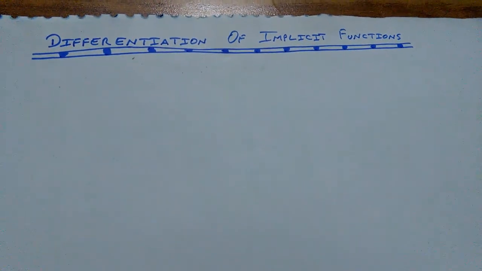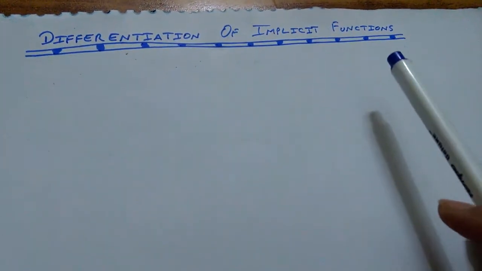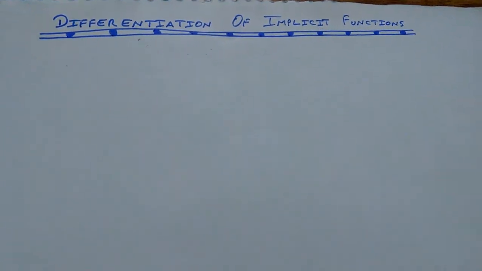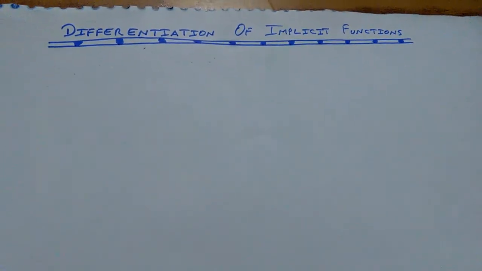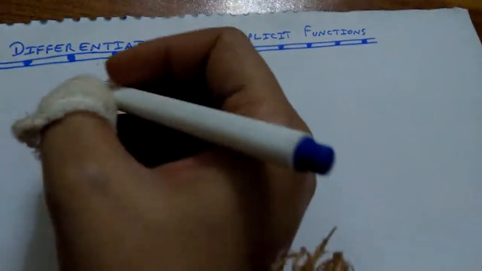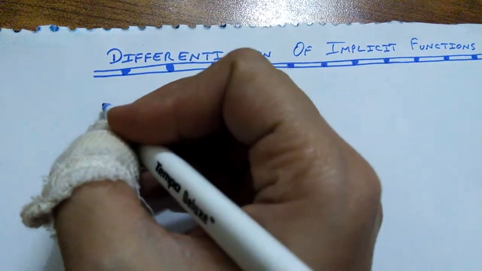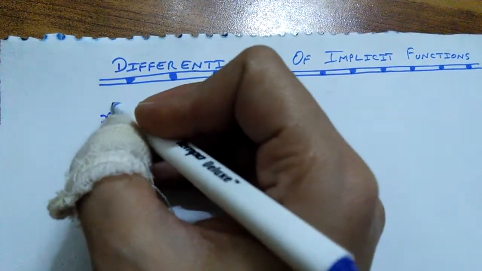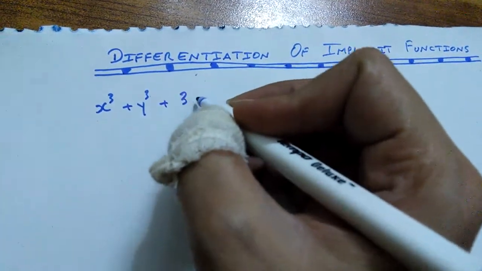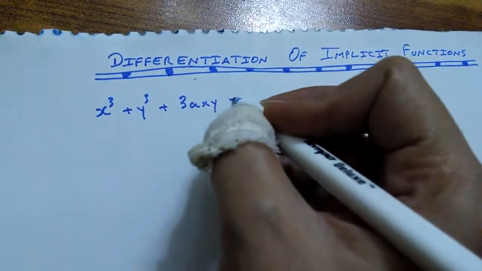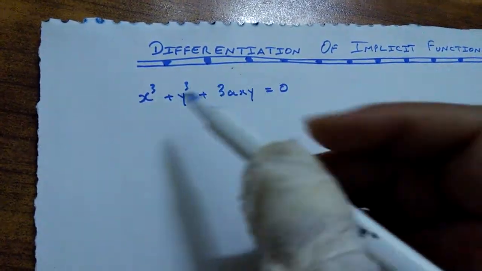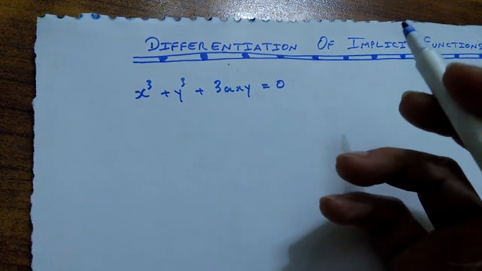And in today's video, we are going to discuss how to differentiate an implicit function. So, what exactly is an implicit function? If I just try to mention here a bivariate function, for example, if you are having a function like this, it is a bivariate function, or an equation involving two variables. That's why I'm saying it, bivariate function.